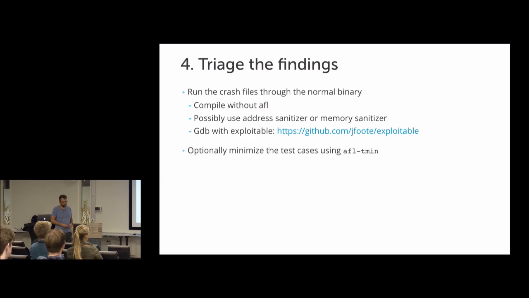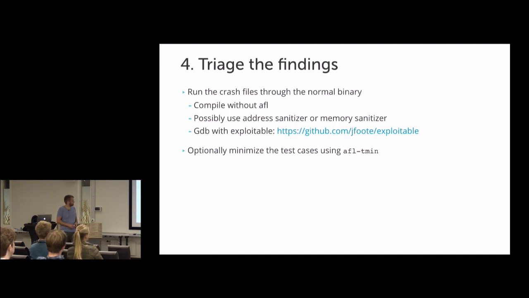Once we've found some crashes, we want to triage them, figure out what these crashes actually are. What I normally start doing is I compile the binary once more, but without AFL, just with a normal compiler. And then I run the test case with the normal executable. Which, of course, if it doesn't crash there, then it might be something with the fuzzing setup that's causing it to crash. But oftentimes it will crash with the normal binary as well.